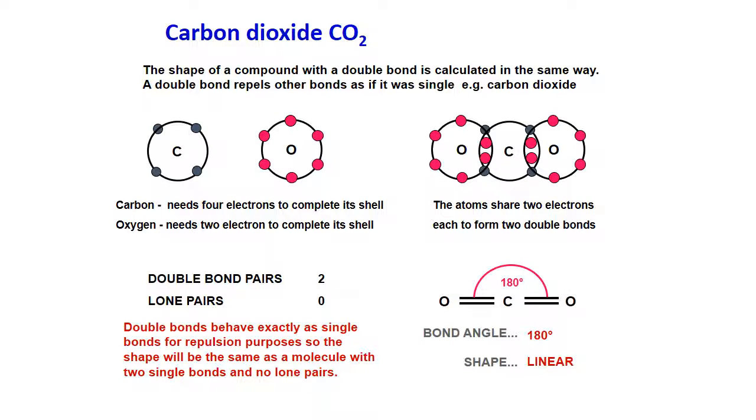Carbon dioxide, however, is the shape of a compound with a double bond, calculated the same way. So that carbon dioxide now has double bonds. So we've just been considering single bonds. Okay. So double bonds behave exactly like single bonds for repulsion. So the shape will be the same as the molecule with 2 single bonds with no lone pair. So it'll be straight, linear, no worries.